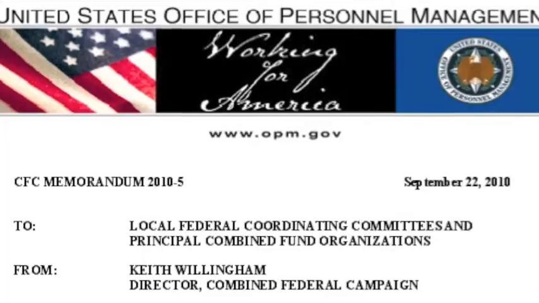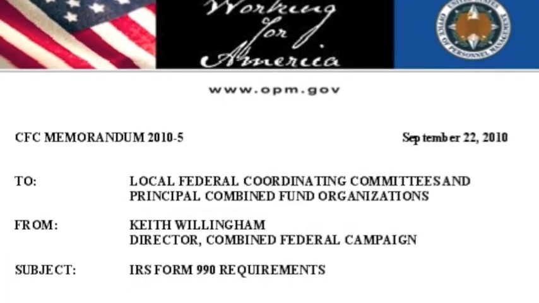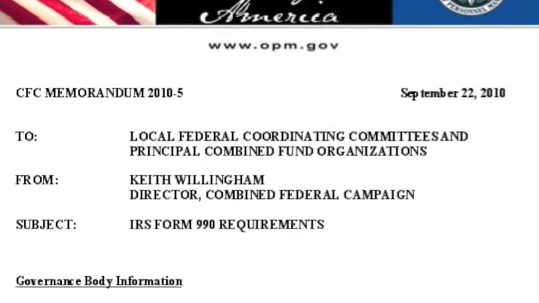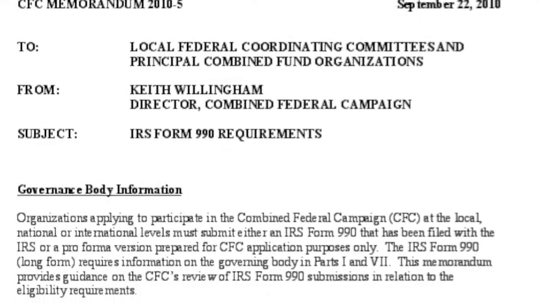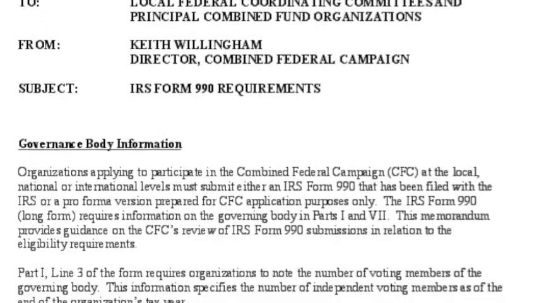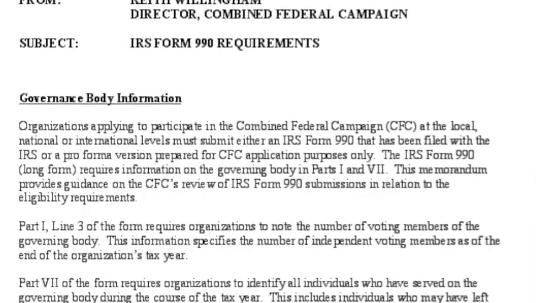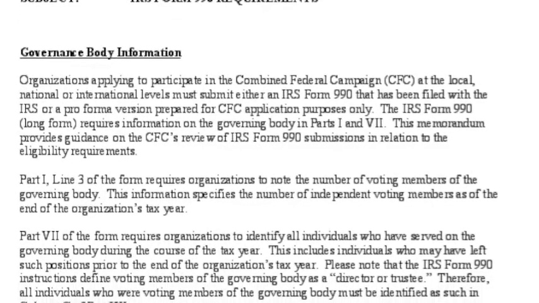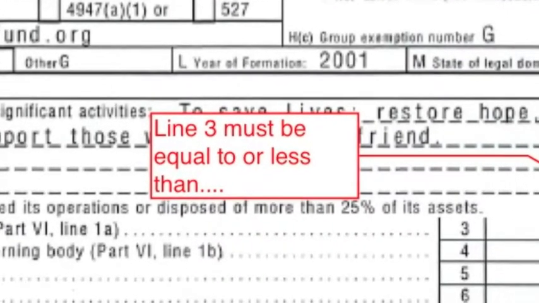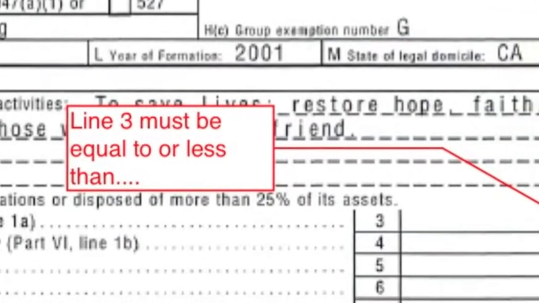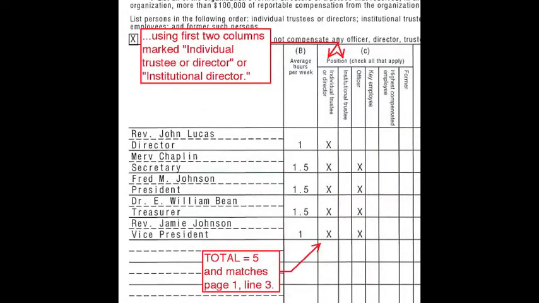It's the new guidance from the CFC Regulators at the U.S. Office of Personnel Management, issued on September 22nd, 2010. That's this week. Just this week, Mike. It says that the figure on Form 990, page 1, line 3, must be equal to or less than the number of individuals identified on page 7 as individual trustees or directors in column C of Part 7.